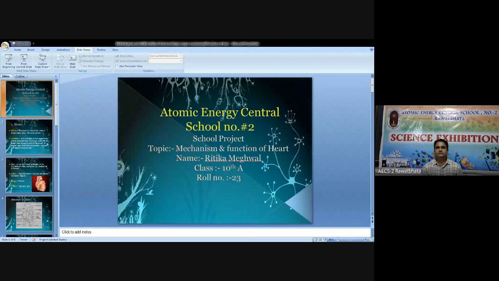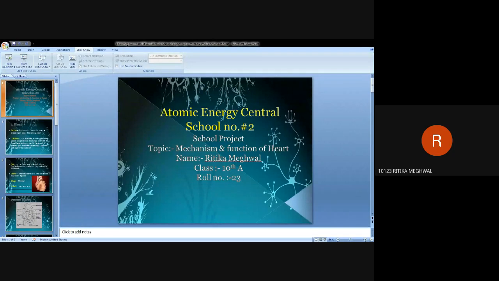Good morning, judges and students. My name is Ritika Meghwal of class 10th A, roll number 23. So here the PPT begins. First, the heart. What is the heart? The heart is a muscular cone-shaped organ. Location: where is the heart located? It is located in the upper body chest area between the lungs, with its broad base facing upward and backward and its narrow apex directed downwards, forwards and slightly towards the left.